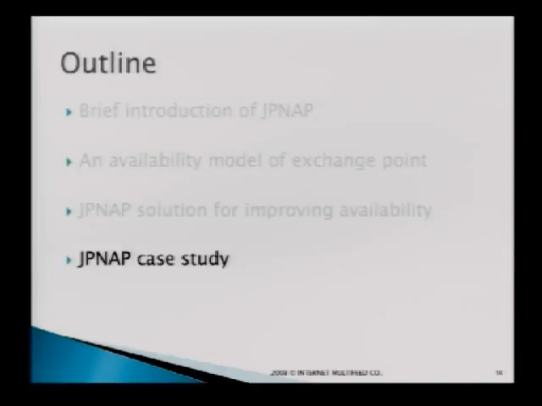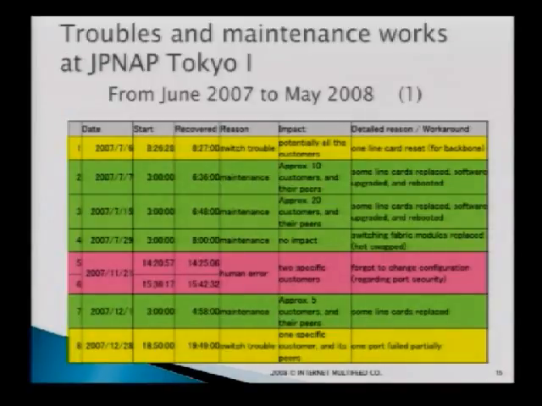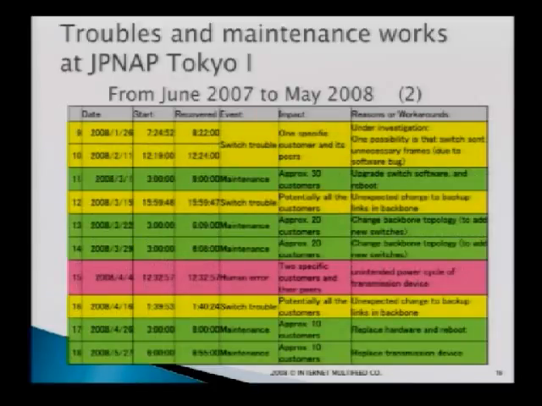So I would like to use JPNAP's real data to show how effective this technology is. This list is our troubles and maintenance works at JPNAP Tokyo 1 from June 2007 to May 2008. So exactly 1 year. So there are 18 events during this year.